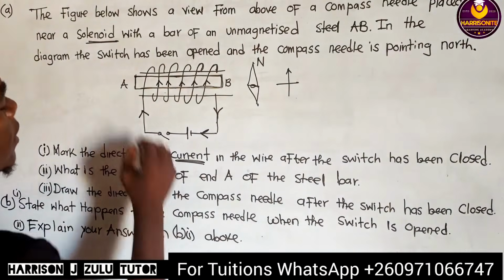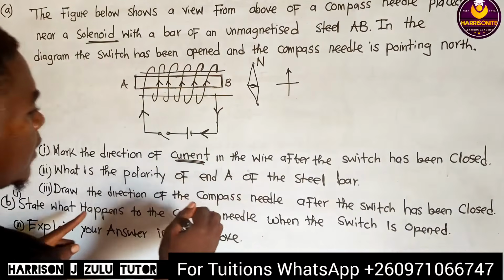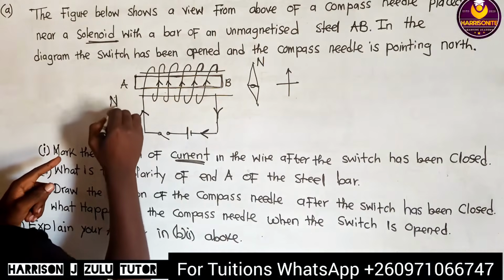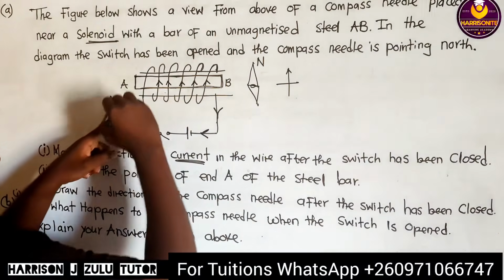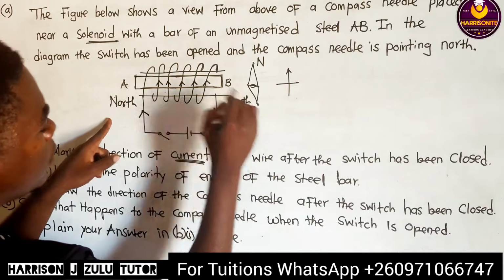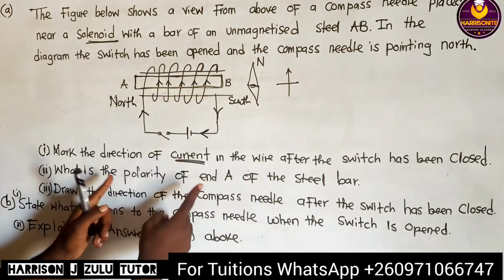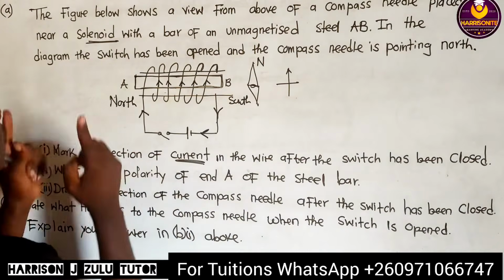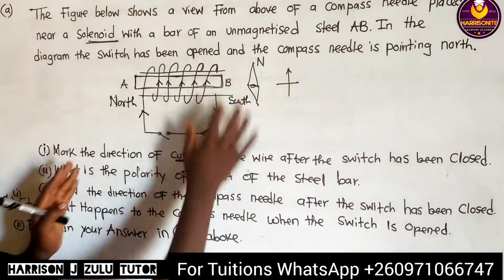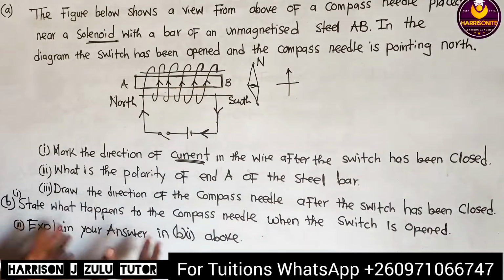So meaning that this one is moving like this. And we know that the direction the current moves means this end will be a north and it is going to the south. So B there will be the south pole. This is what I want you to understand. Electric current moves from the positive terminal of the battery to the negative terminal. So this is the direction. We've shown the direction of current in the wire.